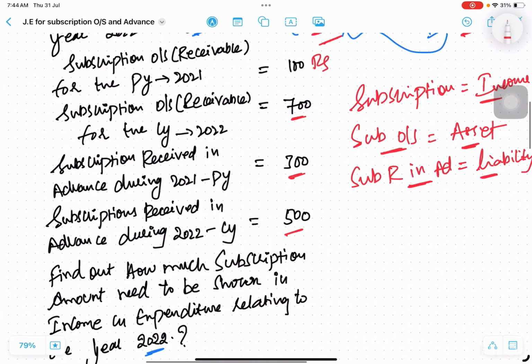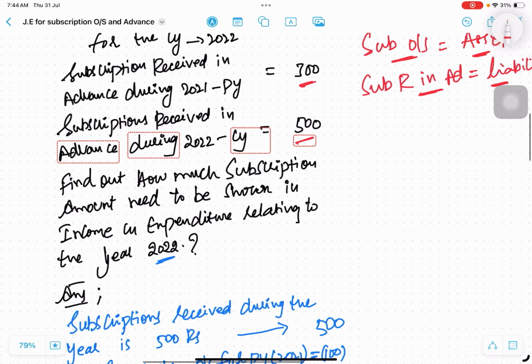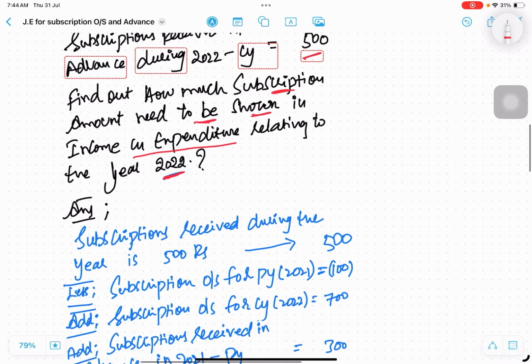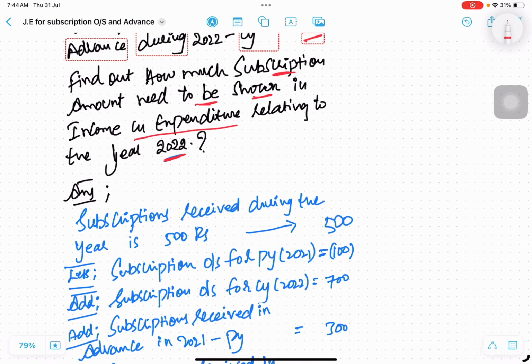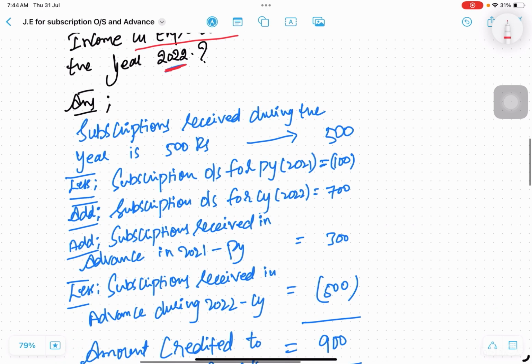Now with the help of all this information you have to find out how much subscription needs to be shown in income and expenditure account relating to the year 2022. Okay, first find out that, later we proceed to journal entries and ledger posting. Very clear. Now subscription received during the year 500 rupees, correct or not? Yes. Now out of that I need to reduce last year outstanding subscription.